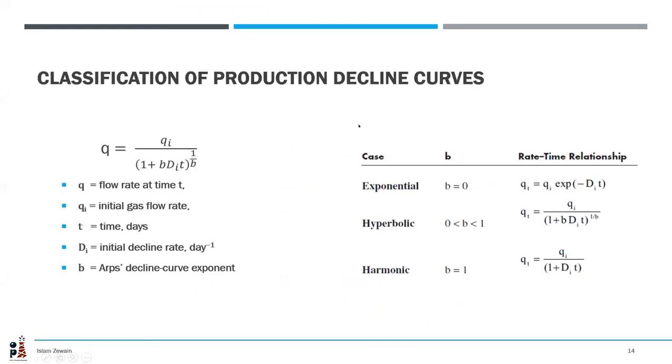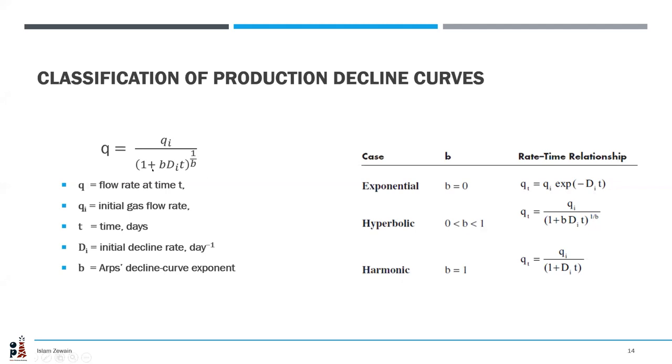The three equations are based on this simple equation. The predicted Q would be equal to the initial Q at a specific time of point divided by 1 plus B DI multiplied by T, all to the power of 1 over B. The DI is the decline rate you are using. The B is called the decline curve exponent. It will control how the curve would be. It would be exponential or hyperbolic or harmonic.